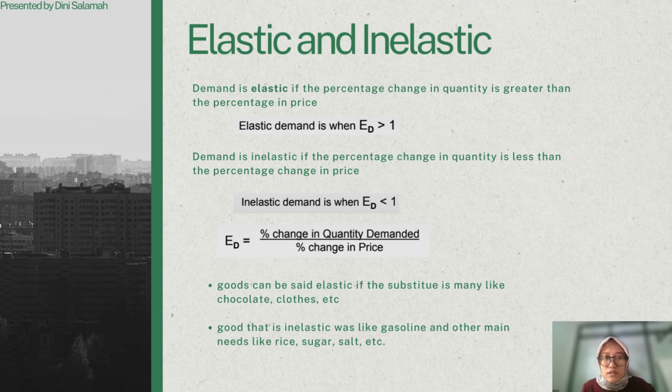In elastic and inelastic, what is the difference? Elastic is when the percentage change in quantity is greater than 1, and inelastic is when the percentage change in quantity is less than 1. Some goods can be said to be elastic if the substitutes are many, but goods cannot be said to be elastic if the substitutes are not many.